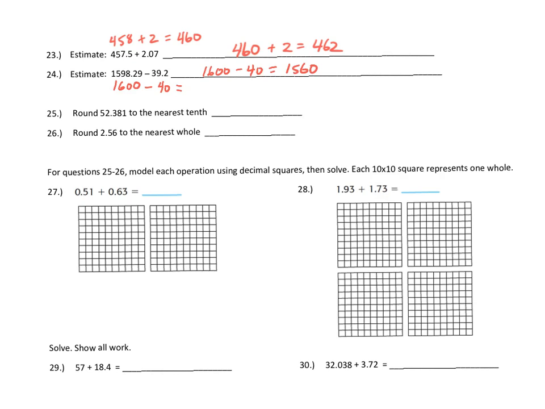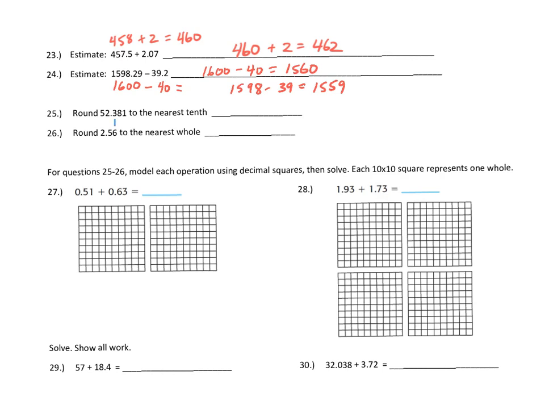If you wanted to round each number to the nearest whole, you could have done this as 1,598 minus 39, but that's a little bit more tricky to do in your head. You get 1,559. Number 25 says round 52 and 381 thousandths to the nearest 10th.